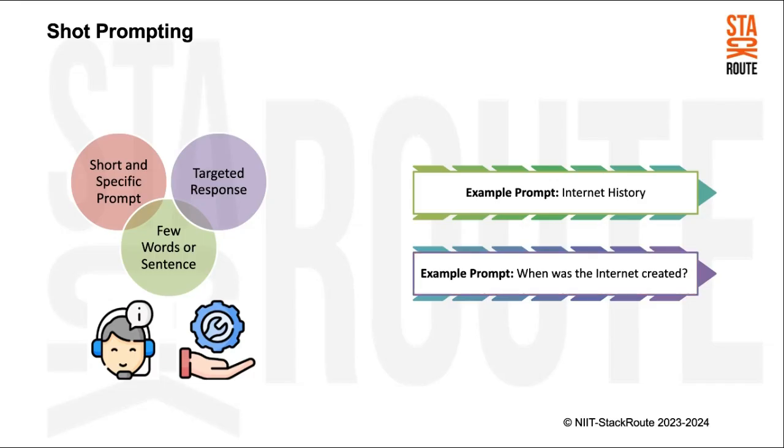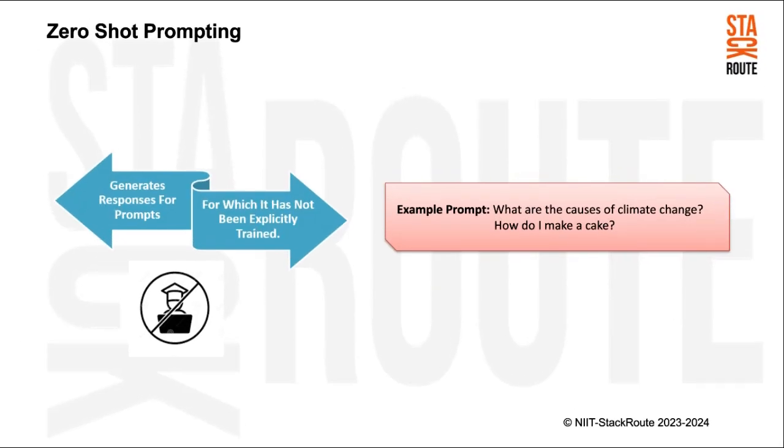Now let's see the next type of prompting, which is zero shot prompting. Zero shot prompting is a capability of ChatGPT that allows it to generate responses to prompts for which it has not been explicitly trained. This means that the model can generate responses to new prompts that it has never seen before without requiring additional training or fine-tuning. This is made possible by the fact that ChatGPT has been pre-trained on a vast amount of data and has learned to recognize and generate patterns and structures in natural language.